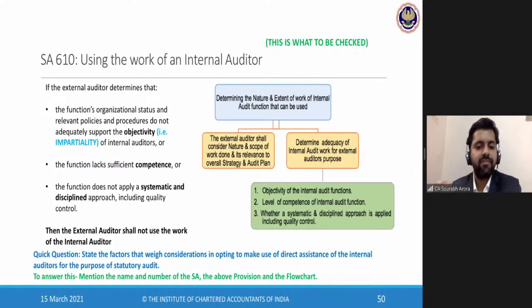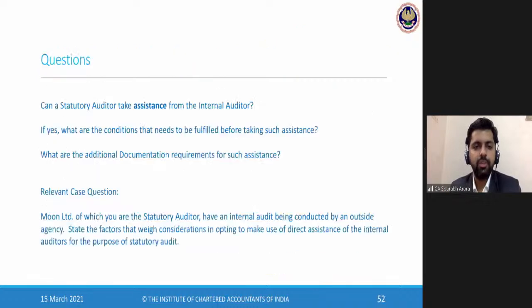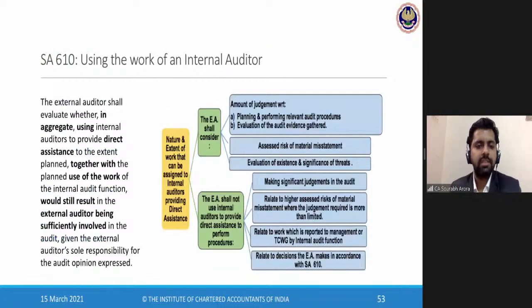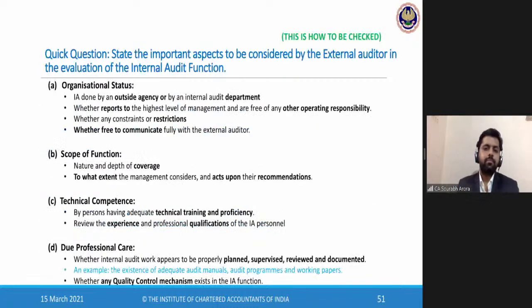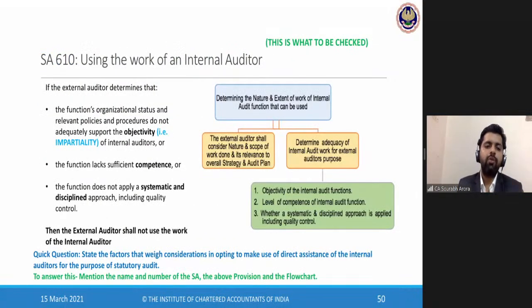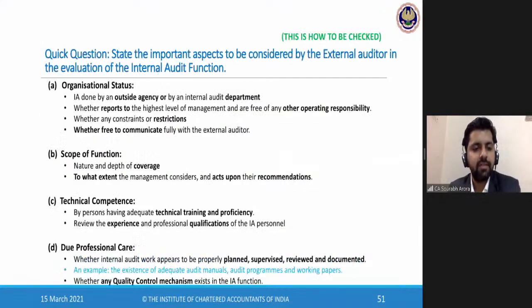Question is, state the factors that weigh considerations in opting to make use of direct assistance of the internal auditors for the purpose of statutory audit. So in using the direct assistance, we shall use this slide. This is what is to be checked, and this is how to be checked. So how would you evaluate the objectivity, competence, and systematic and disciplined approach of the internal auditor? These are the four things that need to be checked.